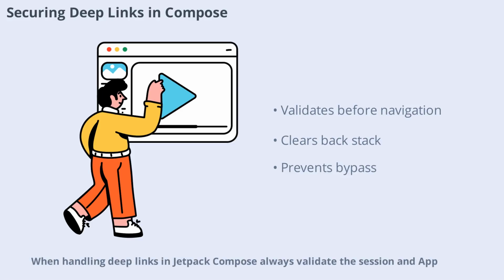When handling deep links in Jetpack Compose, always validate the session and app lock state before landing on protected screens. This ensures that users cannot bypass security by navigating directly to sensitive content. After unlocking, clear the app lock screen from the back stack to prevent unintended access.